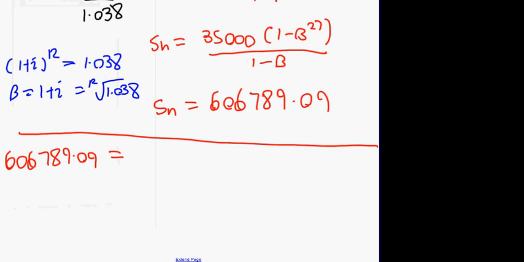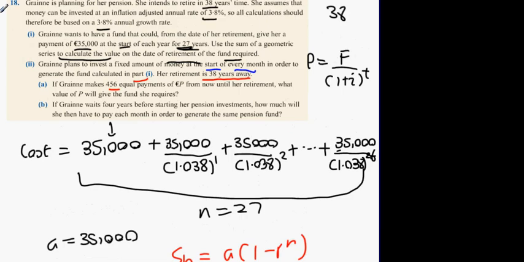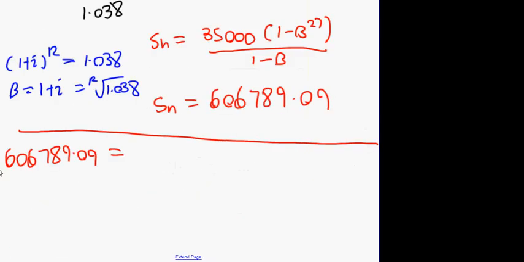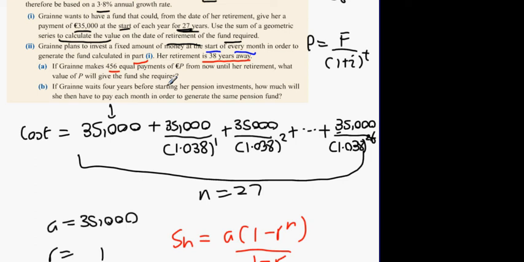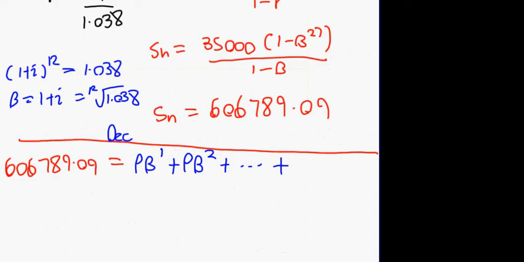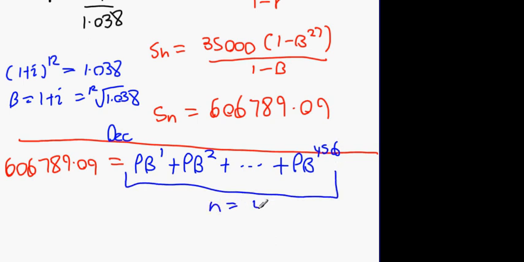Now, it's the start of every month. If she does it at the start of every month, our last payment is going to be in December at the end of the year, and this payment, P, will have 1 month's worth of interest. The payment before that will have 2 months' worth of interest. And the very first payment you make will have all 456 months to gain interest. So that's PB^456. This is 456 separate payments.